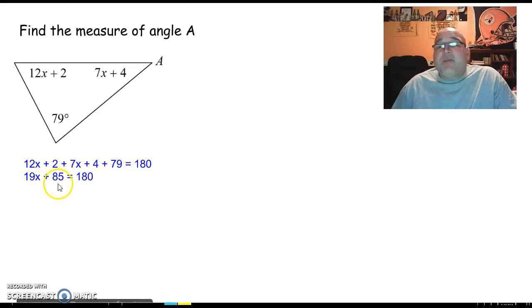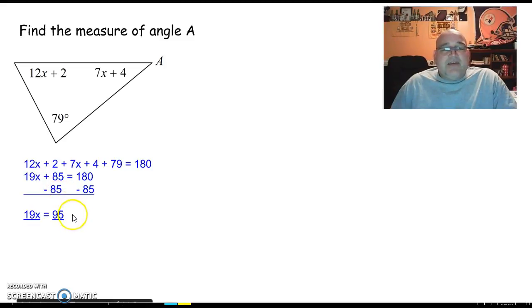We get 19x plus 85 equals 180. Now we're just doing a simple algebra equation that you've been doing for a couple of years now. So we'll subtract the 85 on both sides. 19x equals 95. And thus x equals 5. Now, they don't want to know what x is. We need x, but they ask what's the measure of angle A.